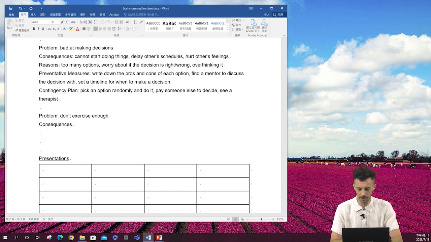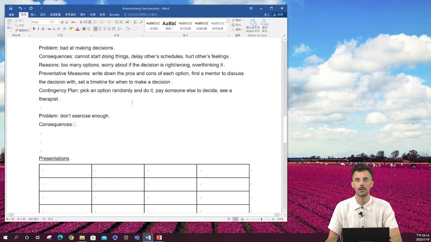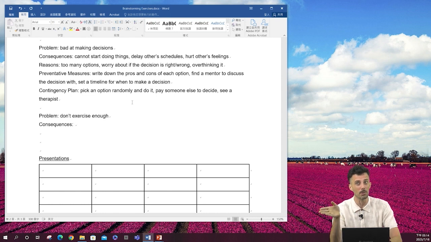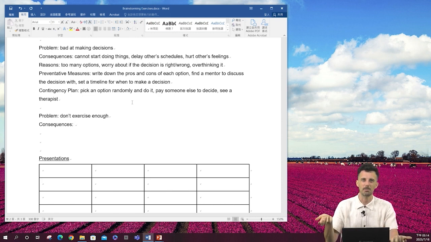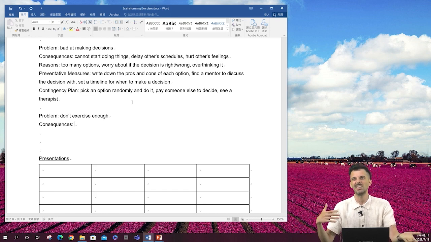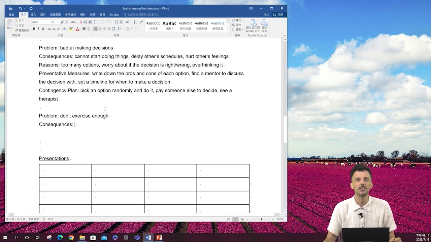So consequences. The consequences of not exercising enough. Well, actually, that's another thing. Exercise is American English. Doing sport is British English. But I think everyone understands exercise. Play sports is more like basketball, baseball, tennis, things like that. But what are the consequences of not exercising enough?